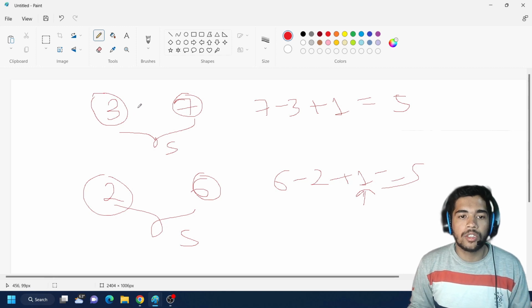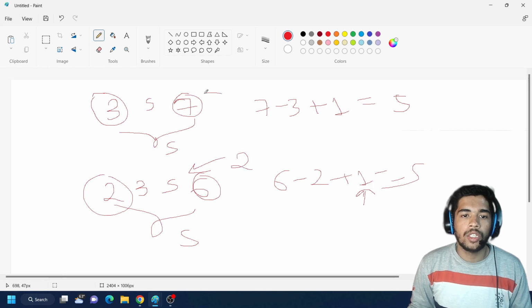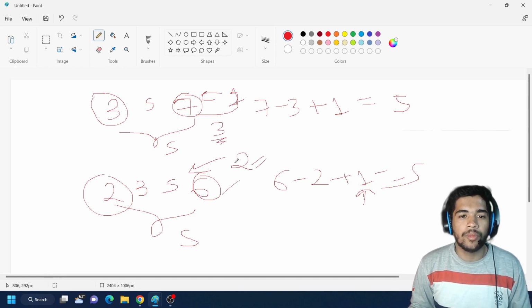So when we get the answer, how many odd numbers are there in between 3 and 7? There will be 3, 5 and 7. In the range 2 to 6, it will be 3 and 5, so the answer is 2. Answer is 3: 3, 5 and 7, 3 odd numbers. So how do we get these odd numbers?